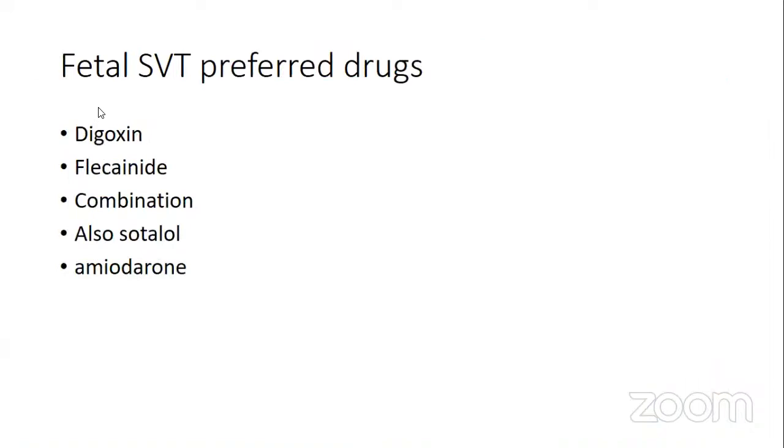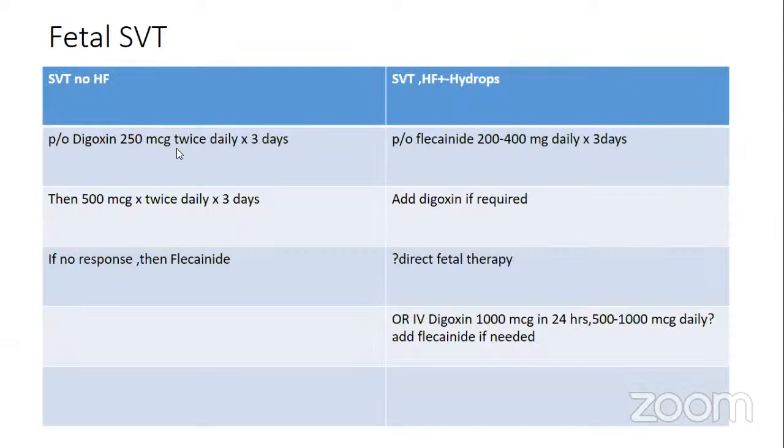So what are the drugs in fetal SVT? We can give digoxin, flecainide combination, or sotalol, amiodarone. Digoxin dose is 250 microgram twice daily for 3 days, followed by 500 microgram twice daily for 3 days. If no response, then add flecainide. If SVT is present with hydrops or heart failure, then flecainide is the first drug. Add digoxin if required.